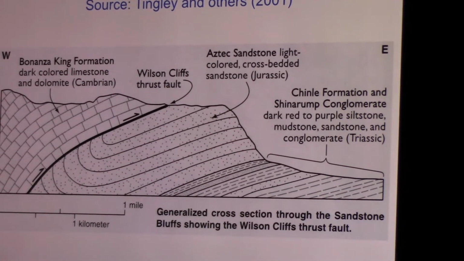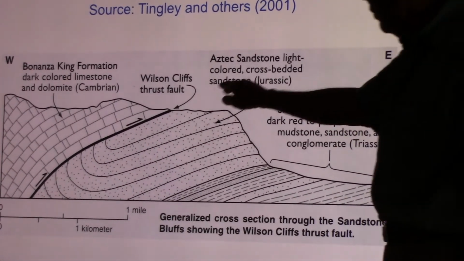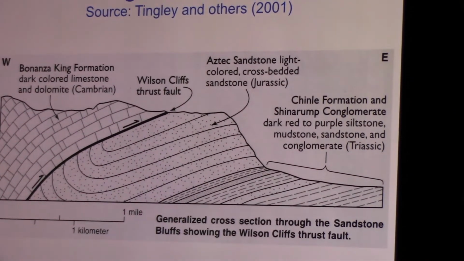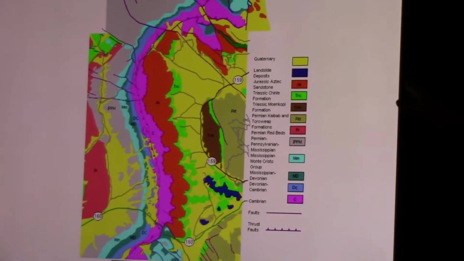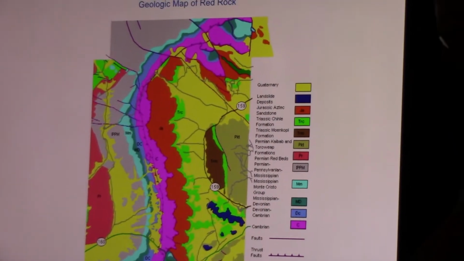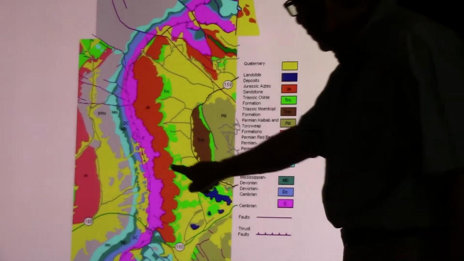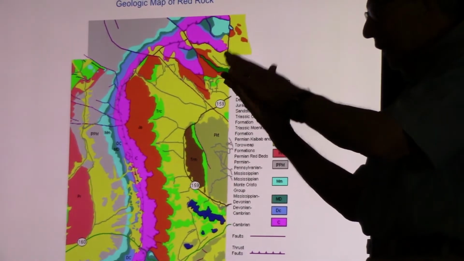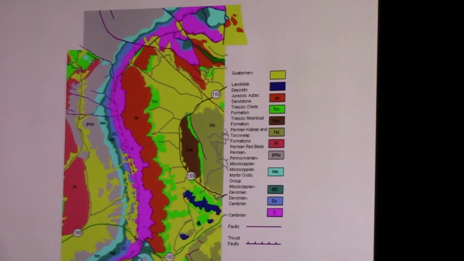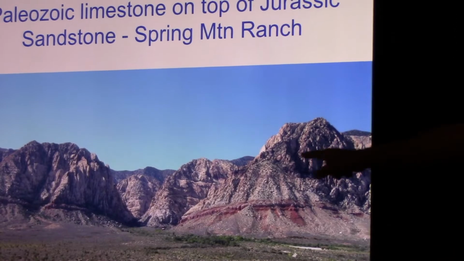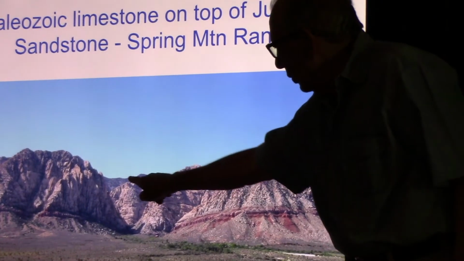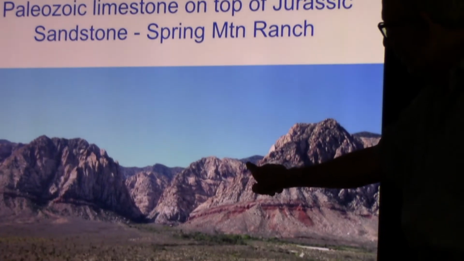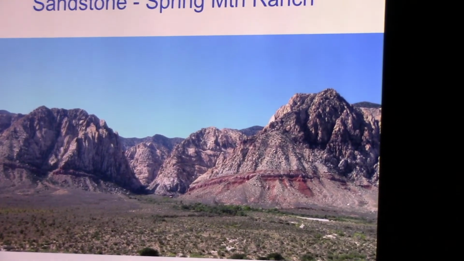Next slide. So there it is again. This is the Keystone thrust fault with Cambrian limestone pushed on top of the sandstone. Next slide. And this is a geological map, which is in the book. The pink is the Cambrian, and the red is the sandstone, and it's sitting on top of it. Next slide. And there it is up there. Every time you see it now, you'll remember that's Cambrian rock. That's 550 million years old.